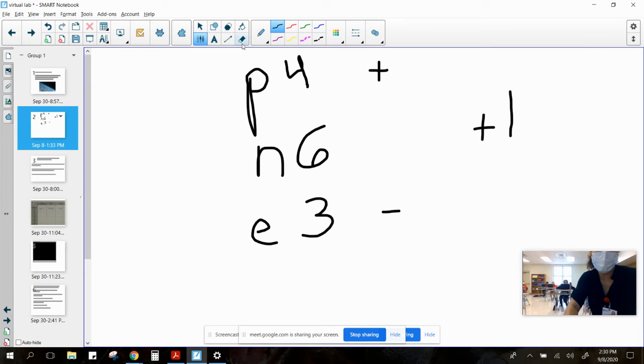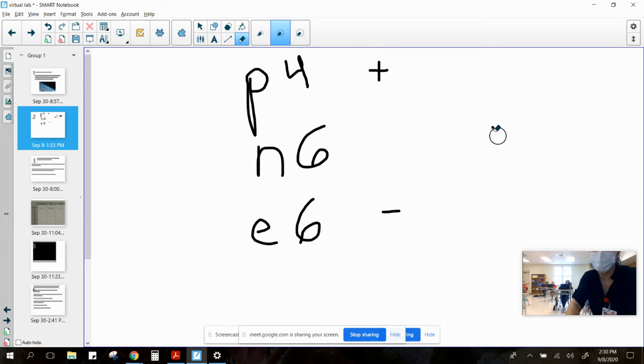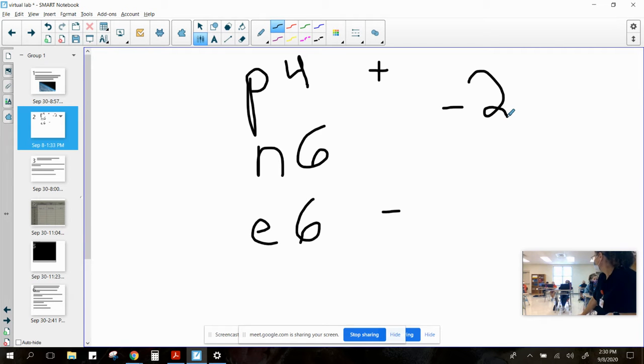But let's say instead of 3 electrons, it's got 6. Does it have more positives or negatives now? Negatives. How many more negatives do we have? 2. So that means this atom would now have a, anybody want to guess? Negative 2 charge. Got it?